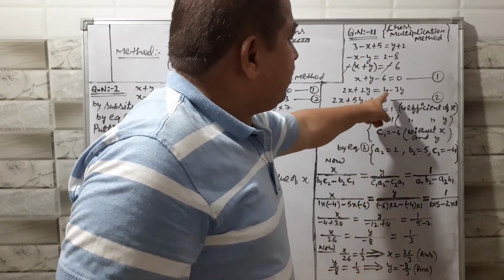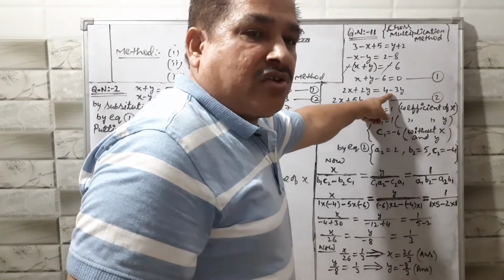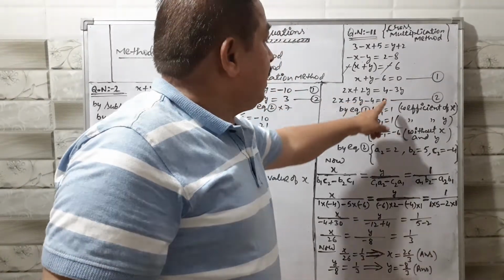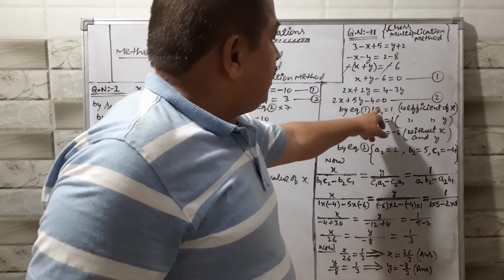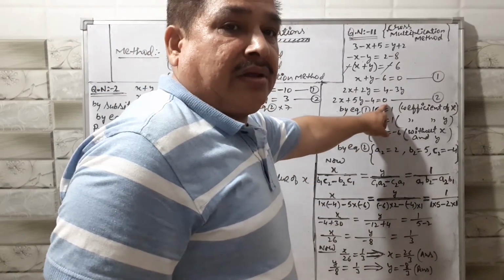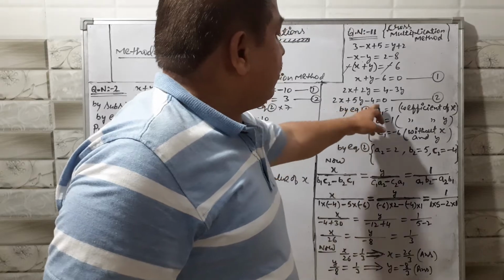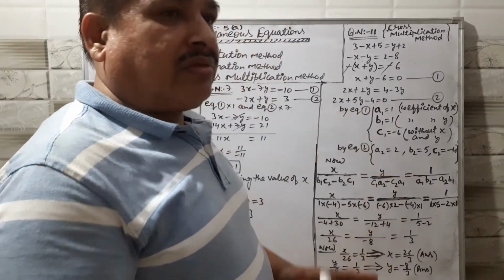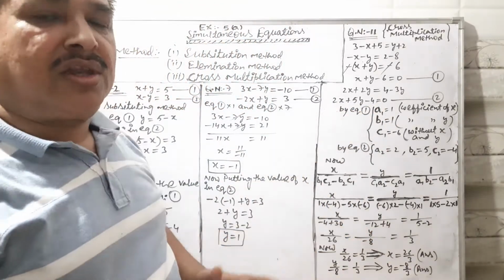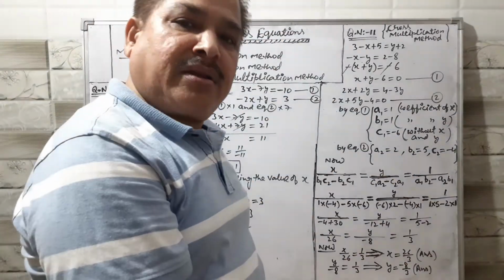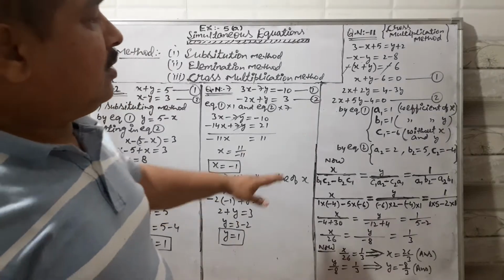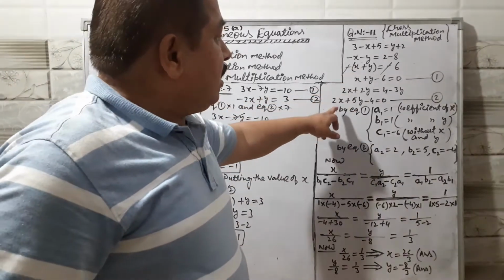Similarly, this is the second one given. The second equation is also not in proper form. So just bring all the terms to this side. So again 0 will be on this side. So this is also again in proper form. So first of all we will arrange the equations in proper form. Proper form means 0 should be on the right hand side. Now the equations are okay.